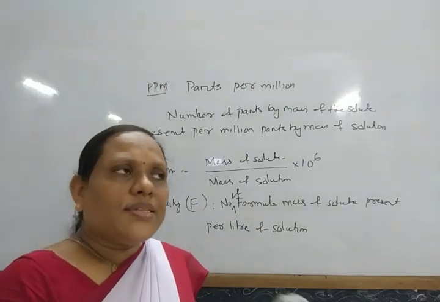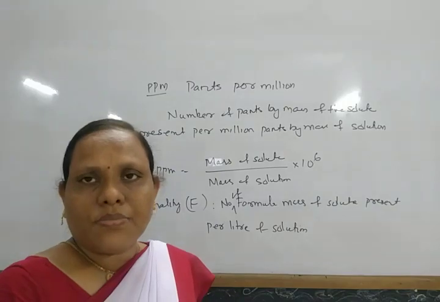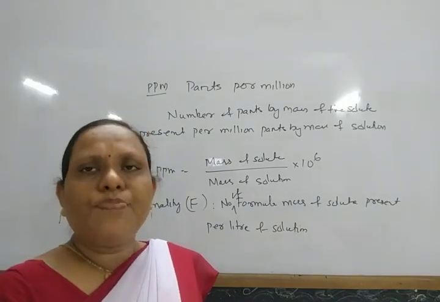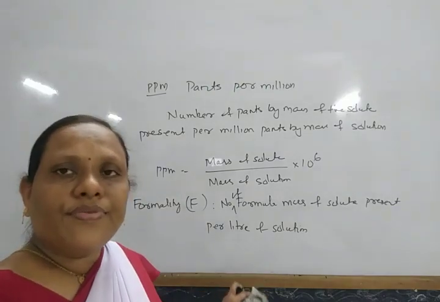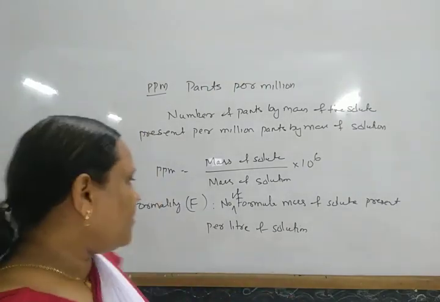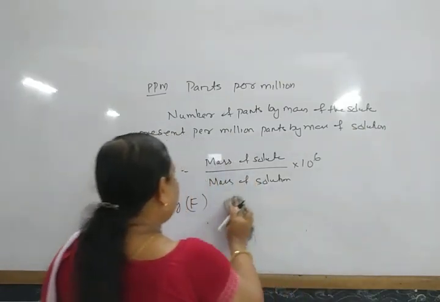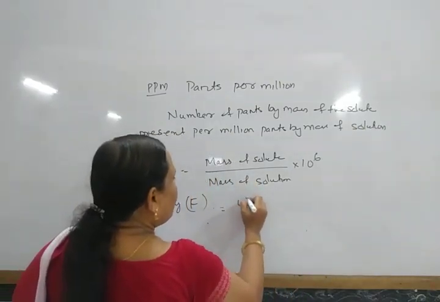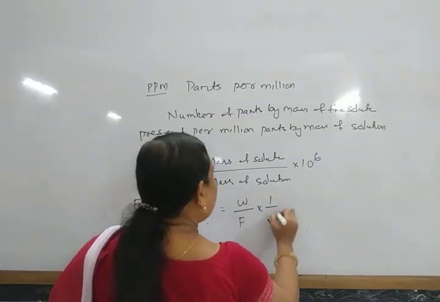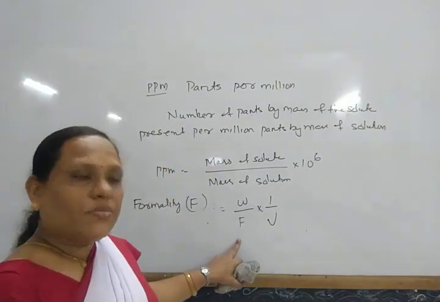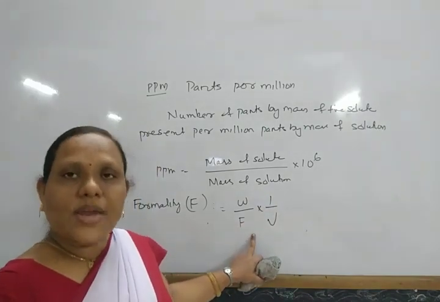So only the ratio of the different ions gives the formula. That's why we are using the formula mass, and it has a similar relation to that of molarity. The formula is the same as that of molarity: F equals weight by formula mass into 1 by V.